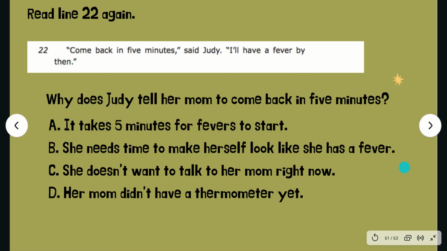The question is, read line 22 again. Come back in 5 minutes, said Judy. I'll have a fever by then. Why does Judy tell her mom to come back in 5 minutes? Is it A, it takes 5 minutes for fevers to start? B, she needs time to make herself look like she has a fever? C, she doesn't want to talk to her mom right now? Or D, her mom didn't have a thermometer yet?